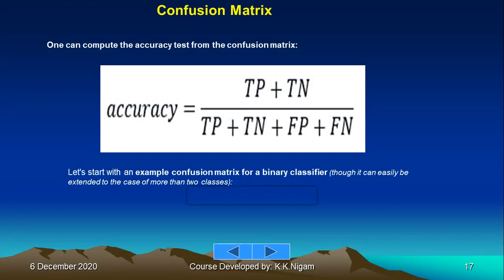Now one can compute the accuracy, because whatever result you have received with the help of your model, you can further verify. So accuracy is equal to TP plus TN divided by TP plus TN plus FP plus FN, and you can see the outcome of this should be almost equivalent to that. So let's start with an example confusion matrix for a binary classifier, and with that we will have better clarity.